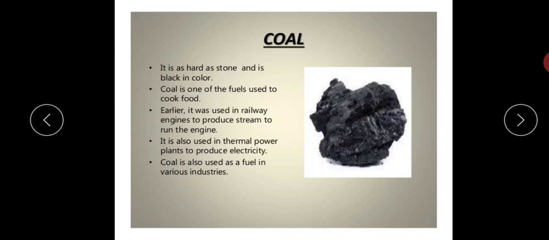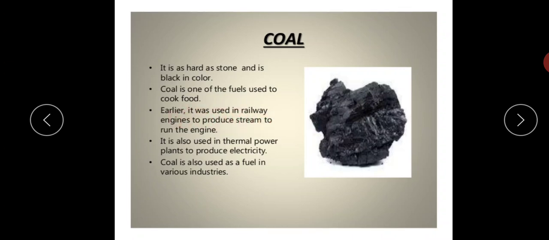What is its structure? It is as hard as stone and is black in color. Coal is one of the fuels used to cook food. You will be very familiar with this, because some of you utilize coal for cooking in your houses, or use it at functions for things wherein it helps you to get the smoke. So coal is being used there.